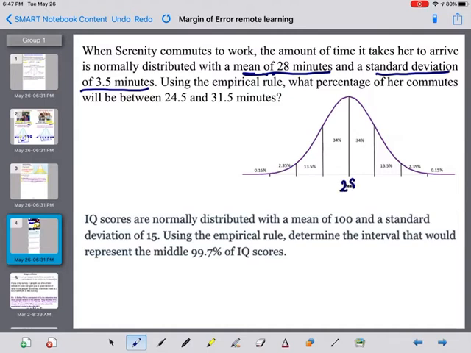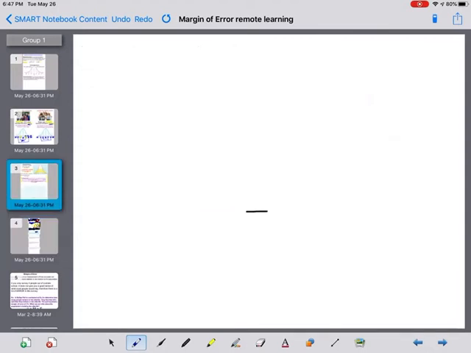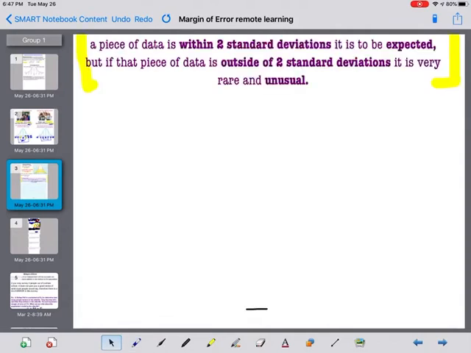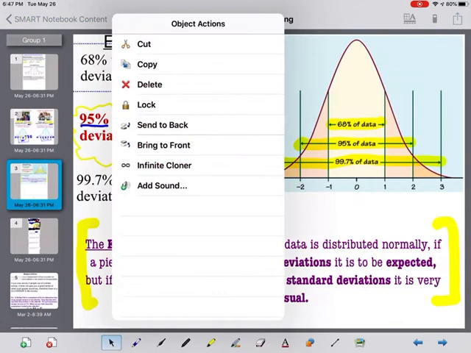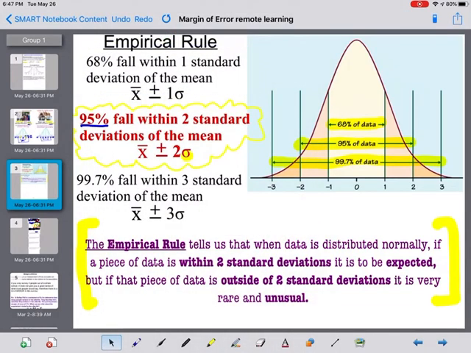So the mean is 28, and I'm going to do it the long way first. 28 plus 3.5 is 31.5. And I can see that's my number here, so I don't have to keep going. And then I go 28 minus 3.5 is 24.5. And that's my lower number. Okay, so that's what I'm finding. It's within 1 standard deviation, and we learned from the empirical rule that 1 standard deviation, keeps popping up, is 68%. Okay, 68% right there.